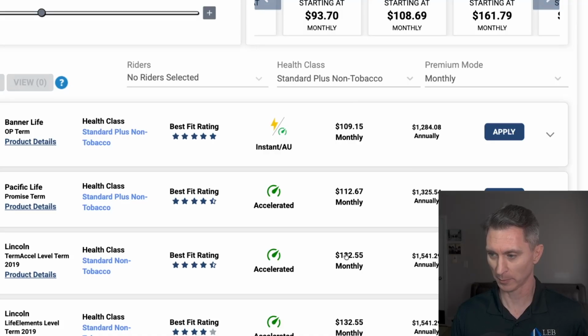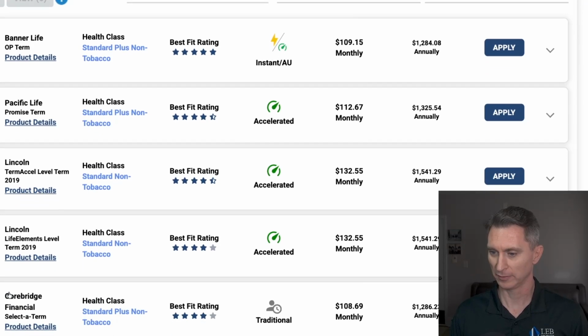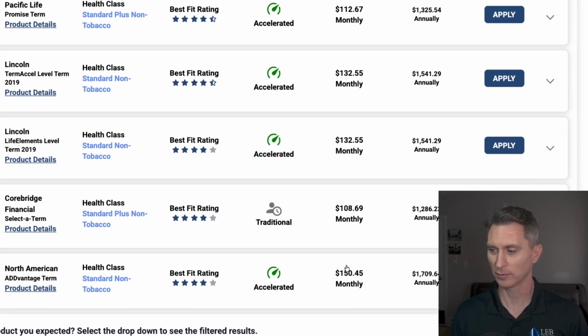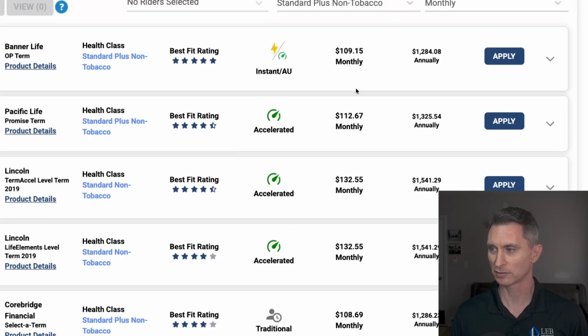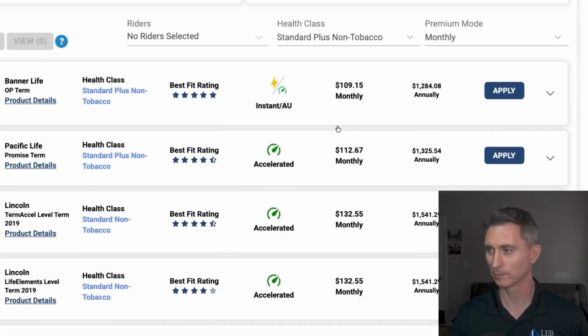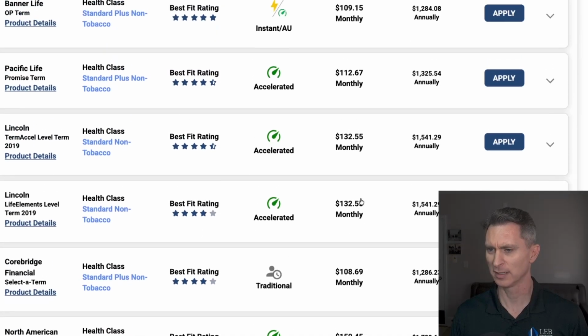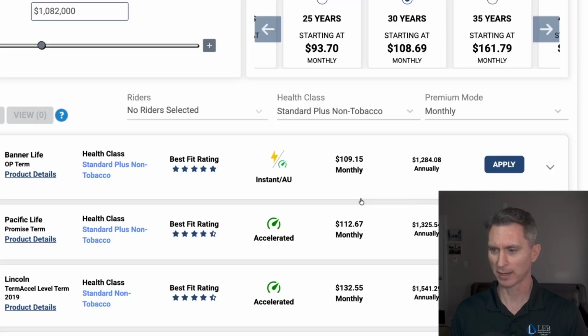Just to take a look at some of the other companies that are going to be offered: Pacific Life, Lincoln, and this product here has accelerated benefits, meaning living benefits that you could participate in. Corbridge is coming back at $108, and North American is going to be sitting at $150. So it's quite interesting that now we have a range from 109, or really 108.69, all the way to $150. Typically, I like to go with Banner Life because it has a very fast approval process. Now, this shot out a rating of a standard plus.